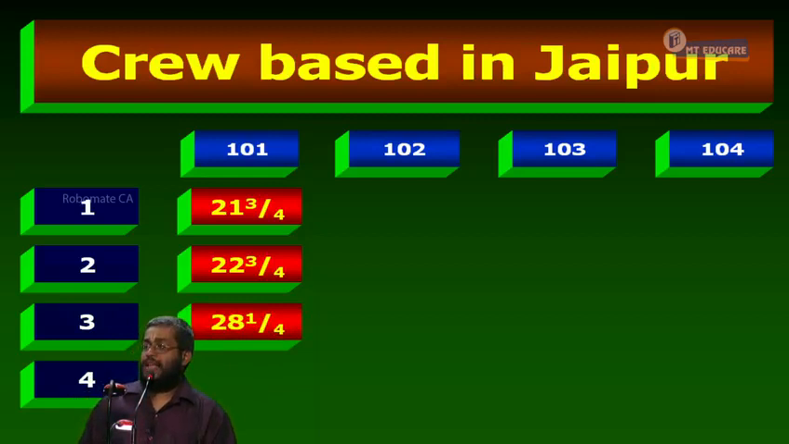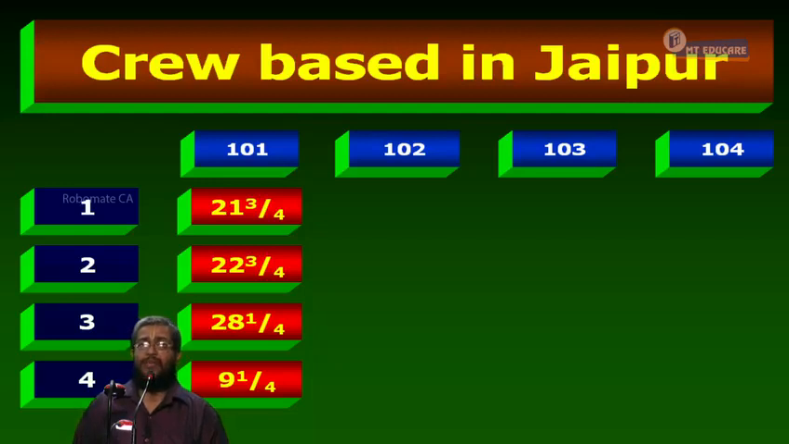28, 1 by 4. Now, today's 1:30 is not possible because it is not having 5 hours gap. 28, 1 by 4. Today is 9:15 to tomorrow's. Today's 9:15 to today's 6:30 evening, 18:30. How many hours here? It is 9, 1 by 4. Today's 9:15 to today evening 18:30 is 9, 1 by 4.